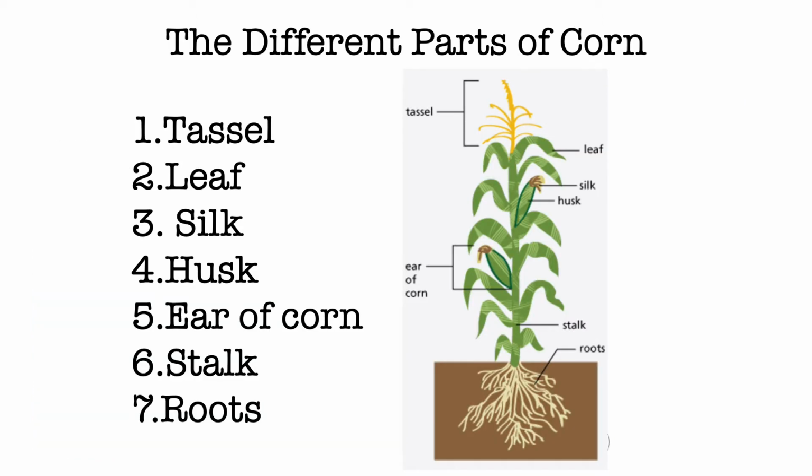Now that we have talked about all the different ways we can eat corn, let's talk about the different parts of corn itself. Corn consists of the tassel, the leaf, the husk, the ear of the corn, the stalk, and the roots. Now, let's look at these different parts a little more closely.